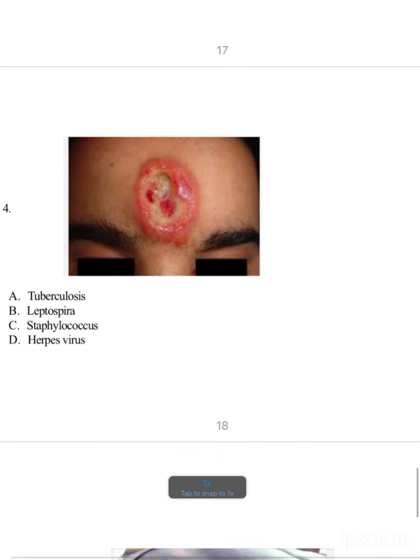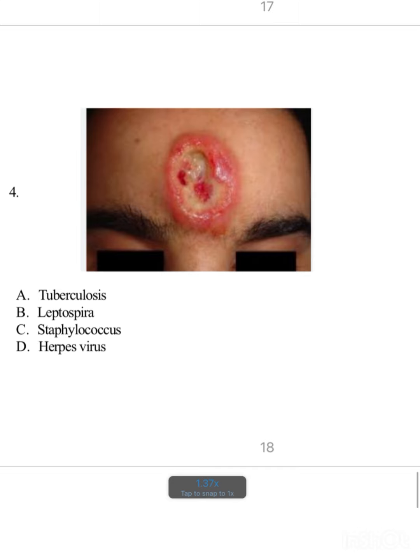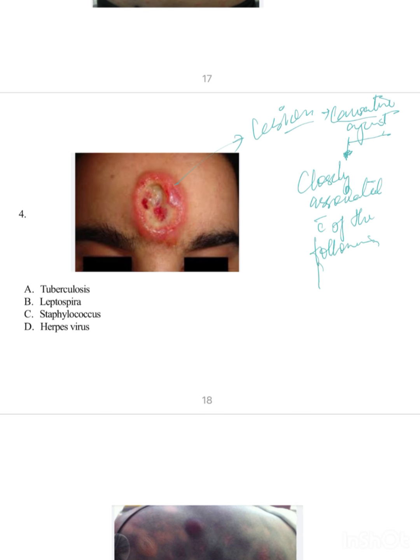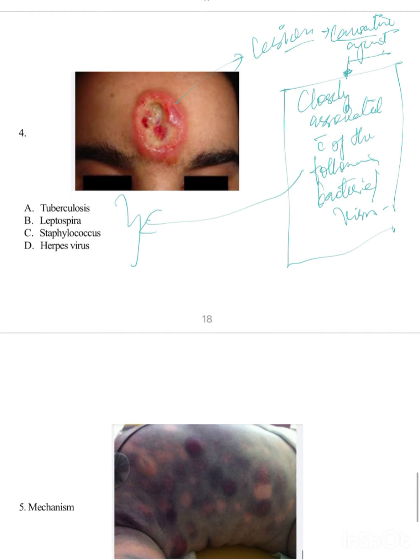Next is this. Okay, I've twisted this a bit. So what is this lesion, you have to identify, then give me the causative agent for that. But both of these are not the questions. The question is, the causative agent is closely associated with which of the following bacteria or virus. So taxonomically, it is closest to which of these. So first you have to identify the causative agent and then you can give this answer.